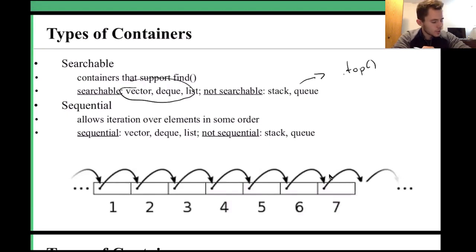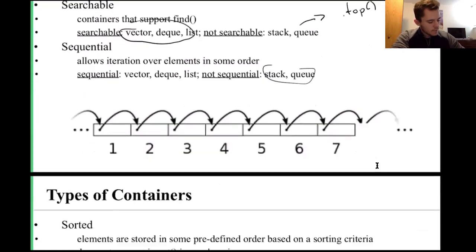And then sequential, which allows us some form of iteration over the elements, right? So you can take a pointer and walk through all the elements in some order. Stacks and queues are not going to allow sequential walkthroughs through all the elements. So that's basically that, fairly straightforward.